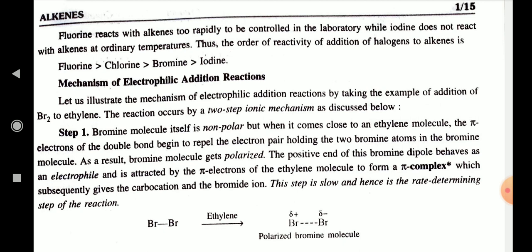Step 1. Bromine molecule itself is non-polar, but when it comes close to an ethylene molecule, the pi electrons of the double bond begin to repel the electron pair holding the two bromine atoms in the bromine molecule. As a result, the bromine molecule gets polarized. The positive end of this bromine dipole behaves as an electrophile and is attracted by the pi electrons of the ethylene molecule to form a pi complex, which subsequently gives the carbocation and the bromide ion. This step is slow and hence is the rate determining step of the reaction.